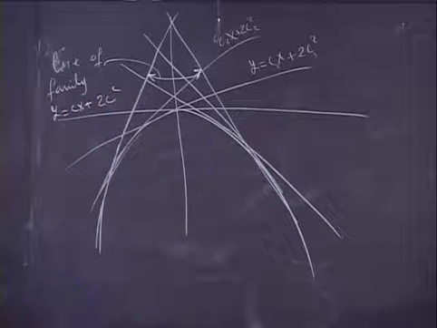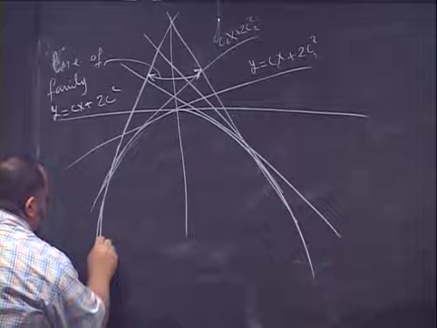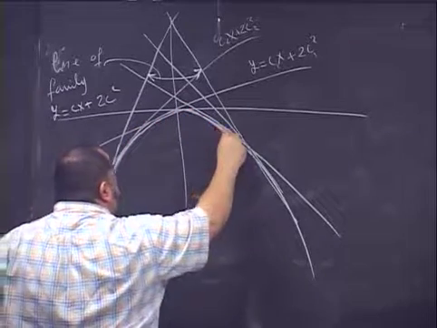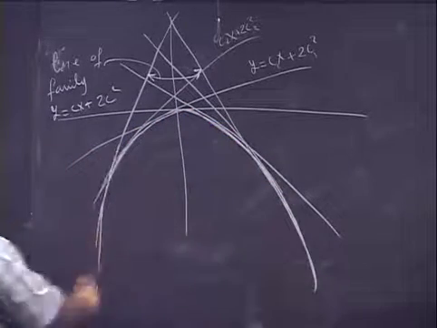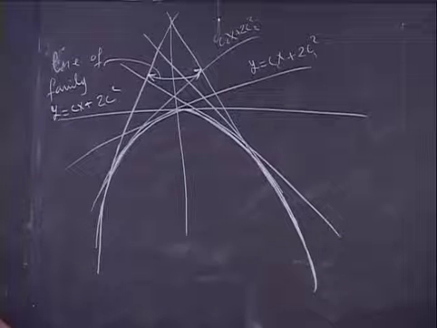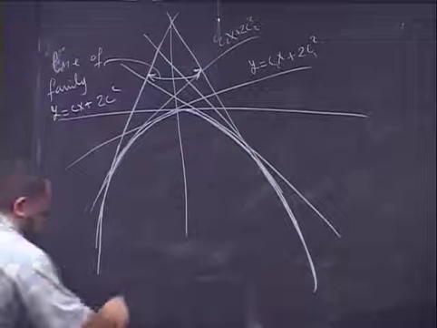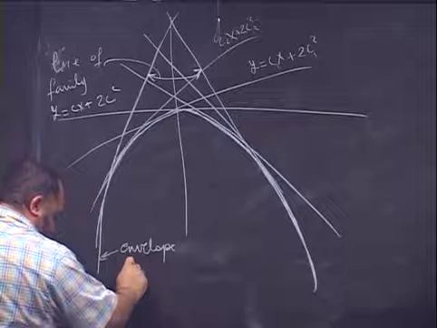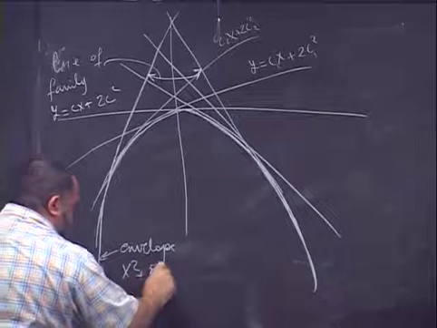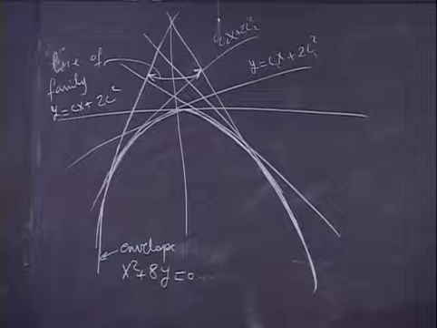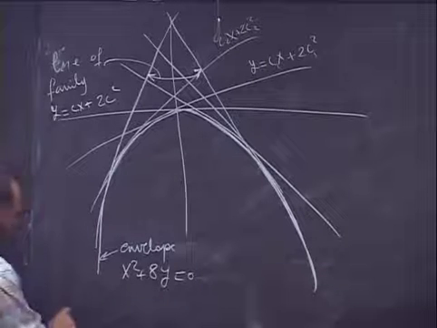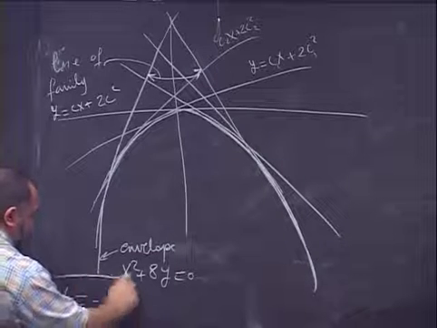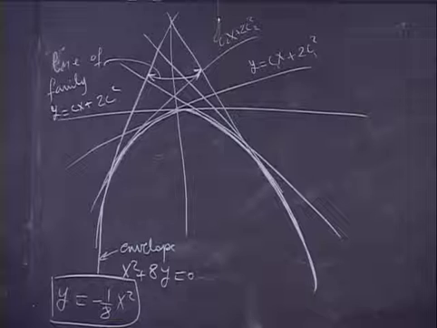Okay, guys? This surface here that is enveloped to all those lines, this envelope here, the equation of this is what? A parabola. And the equation for this parabola, this envelope, is x² + 8y = 0. So what's y from here? y would be negative 1/8 x² for this parabola.